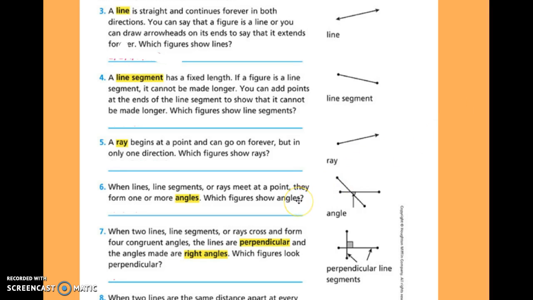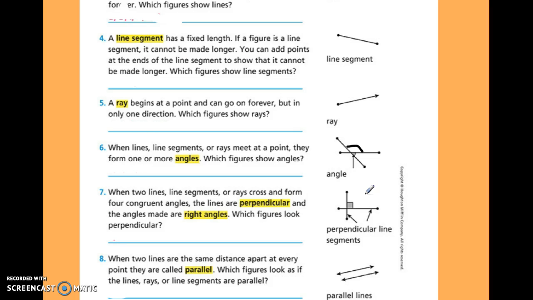All right. The next thing we're going to talk about is angles. When lines, line segments, or rays meet at a point, they form one or more angles. So if we look here, in this case we have a line segment and a line segment, and all these things right here, these are called angles. A lot of times we represent angles, and they did a really small one here with a little bit of a circle. I'll just draw one here so you can see it. A lot of times we represent angles by drawing a little bit of a circle that connects the two lines, and those are angles.